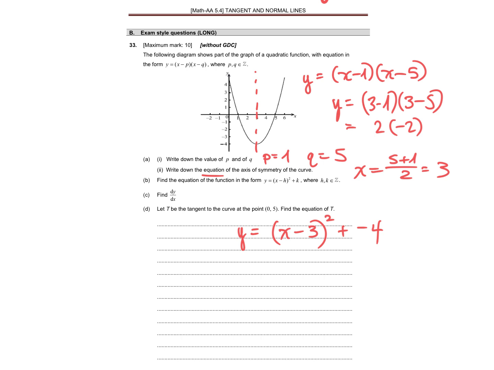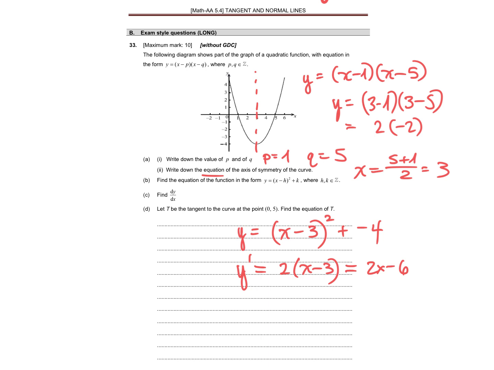Now, derivative. You can do this multiple ways as well. We're going to have 2(x minus 3) to the 1. Chain rule, just multiplying by 1. And then the negative 4 goes away. So 2x minus 6, if we want to write it like that.